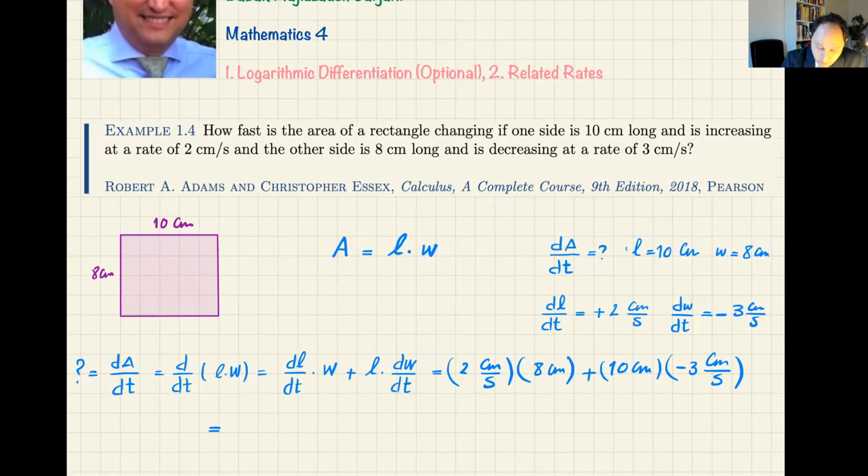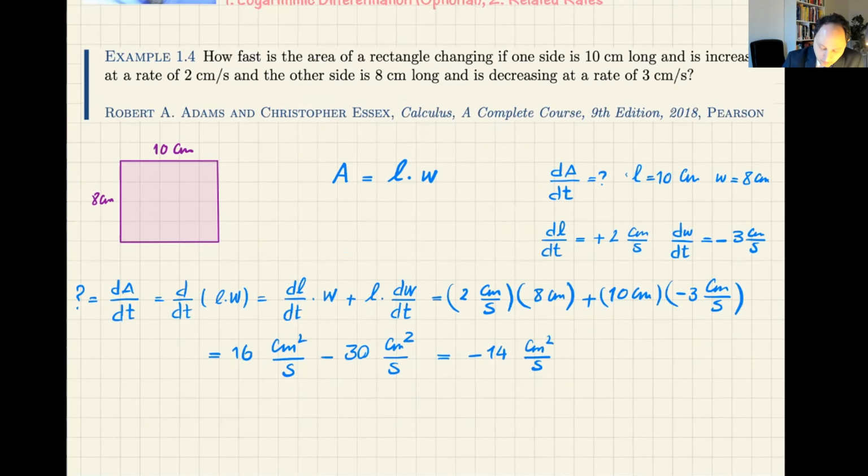Okay, now let me tell you what happens. 2 multiplied by 8 becomes 16, and then centimeters multiplied by centimeters is centimeters squared over seconds, and then I will have minus 30 again square centimeters per second. Then if I subtract them, it becomes minus 14 centimeters squared per second. So I got my answer.